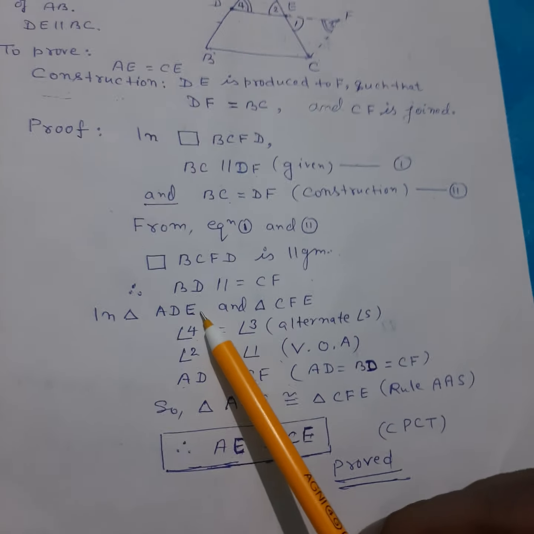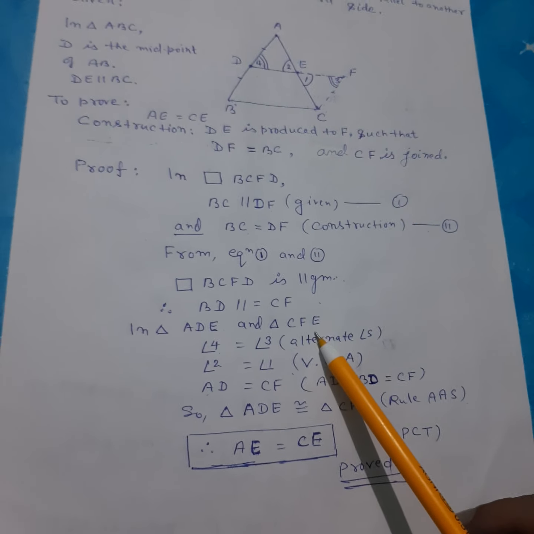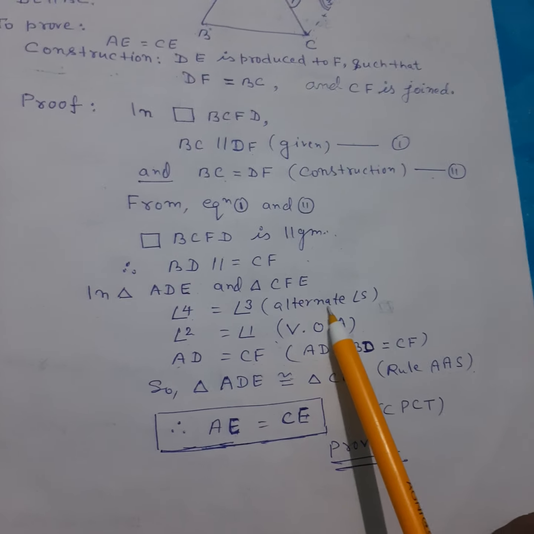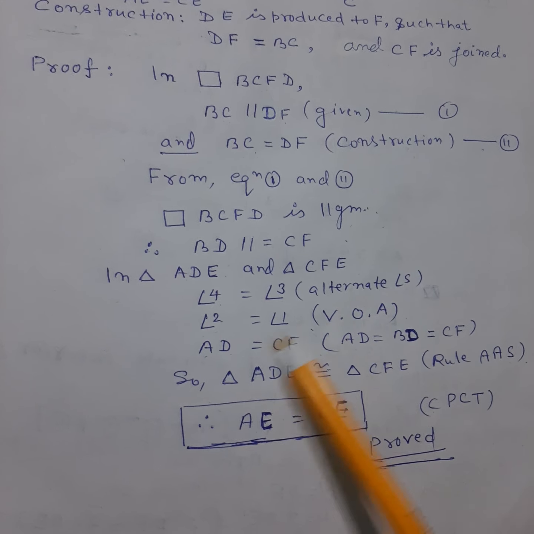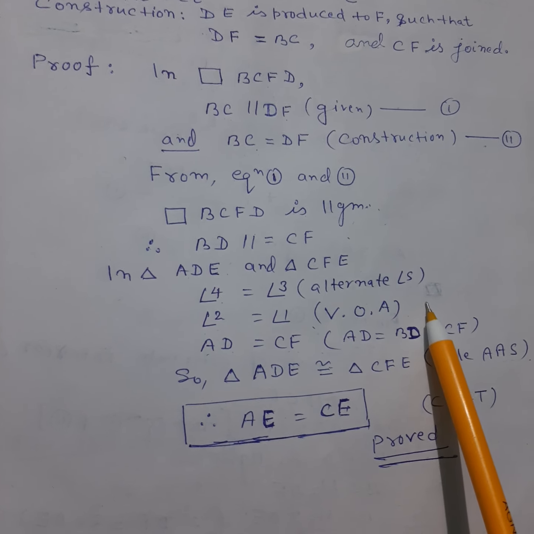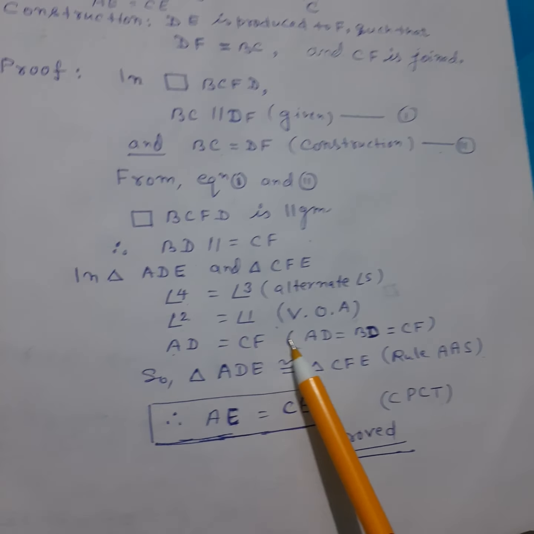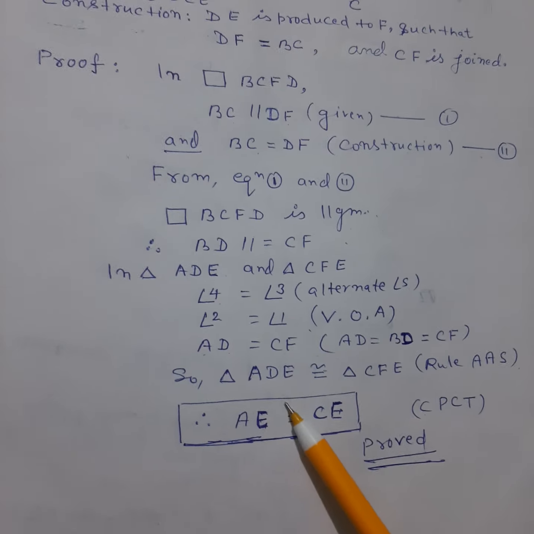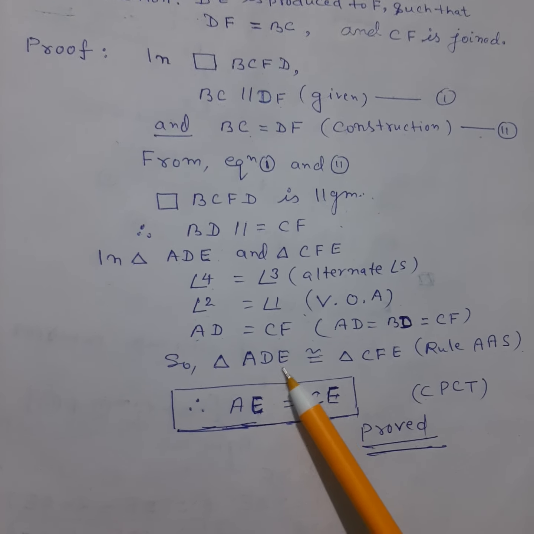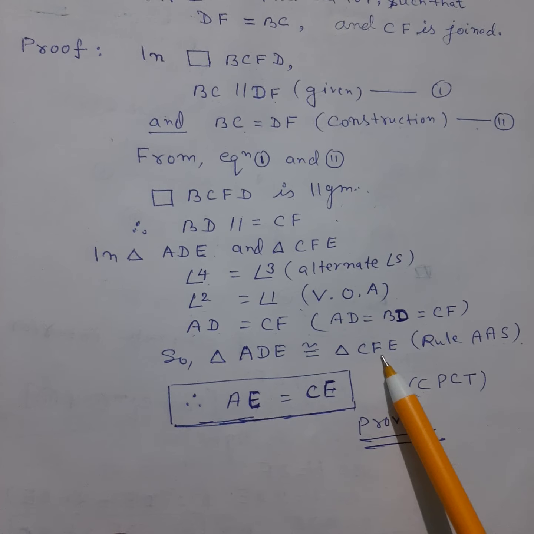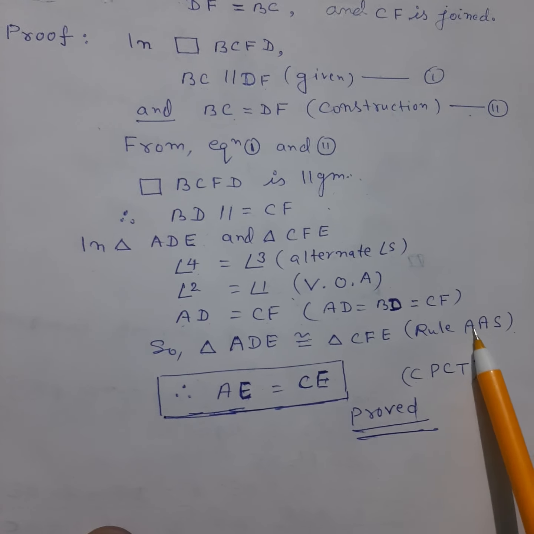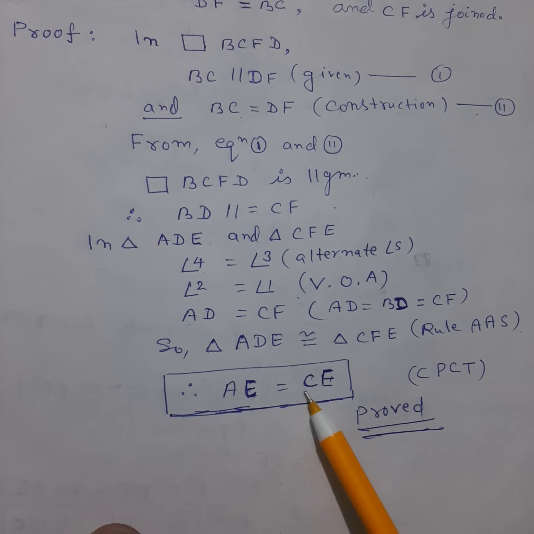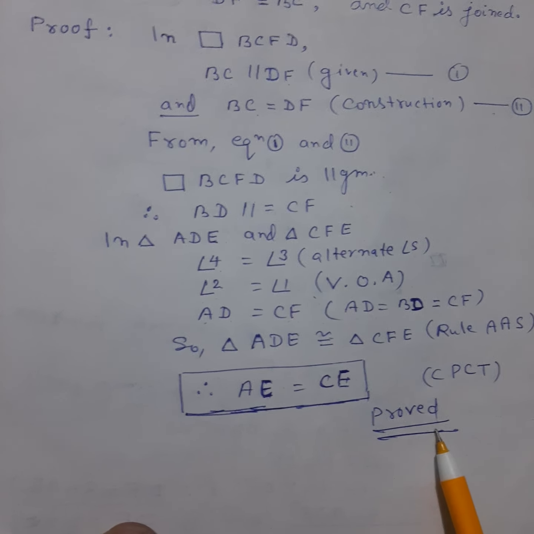Now in triangles ADE and CFE, angle 3 equals angle 4, alternate interior angles, angle 2 equals angle 1, vertically opposite angles, and AD equals CF because AD equals BD and BD equals CF. So both triangles ADE and CFE are congruent by using congruence rule AAS. So we can write AE equals EC from CPCT. That's okay. Thank you.